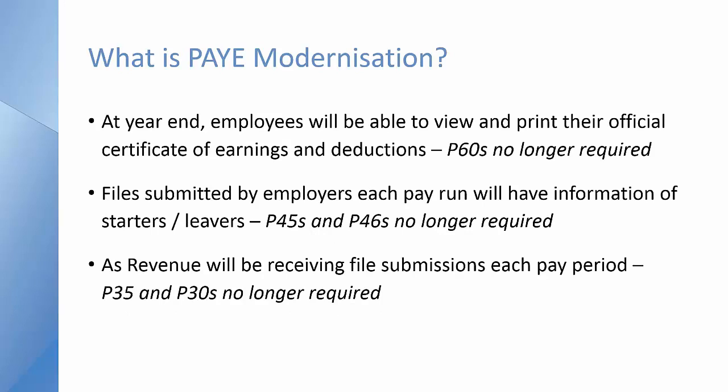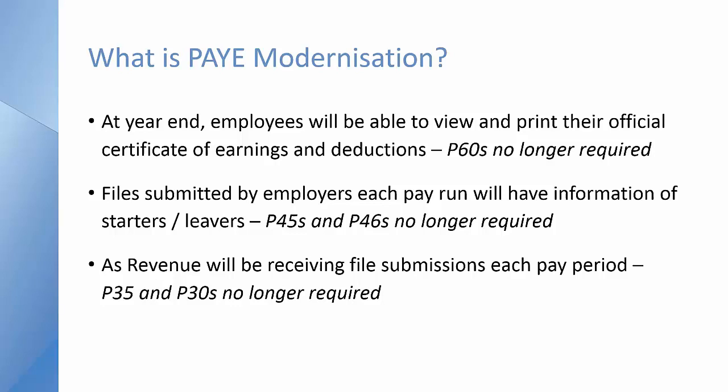At the end of a tax year, the individual taxpayer will be able to view and print their official certificate of earnings and deductions directly from their portal. This means that P60s will no longer be required. The files being submitted each pay run will have details of employees commencing and employees leaving.